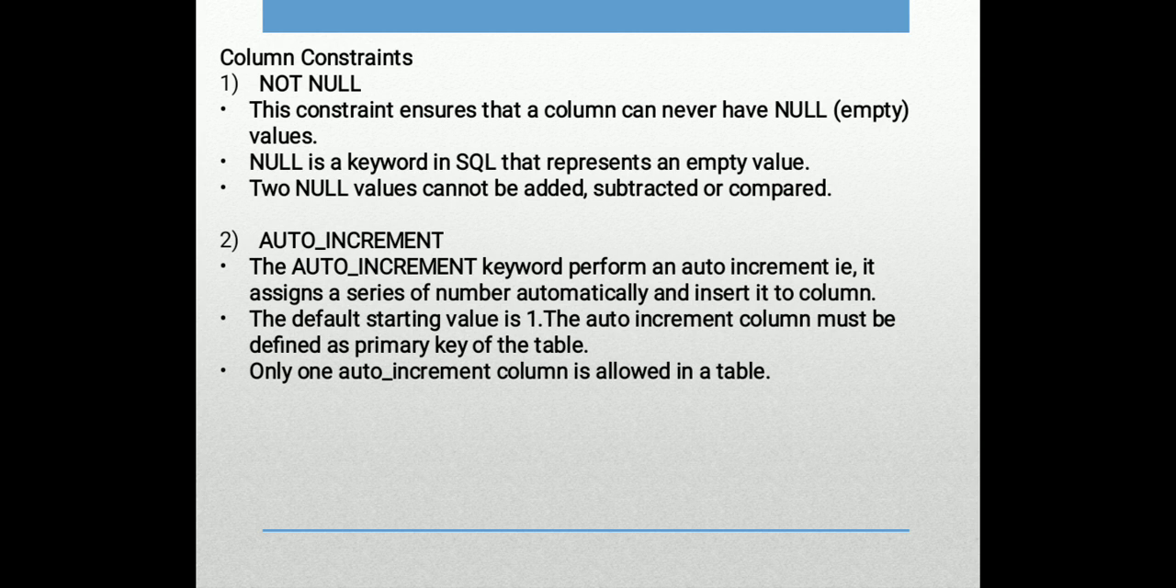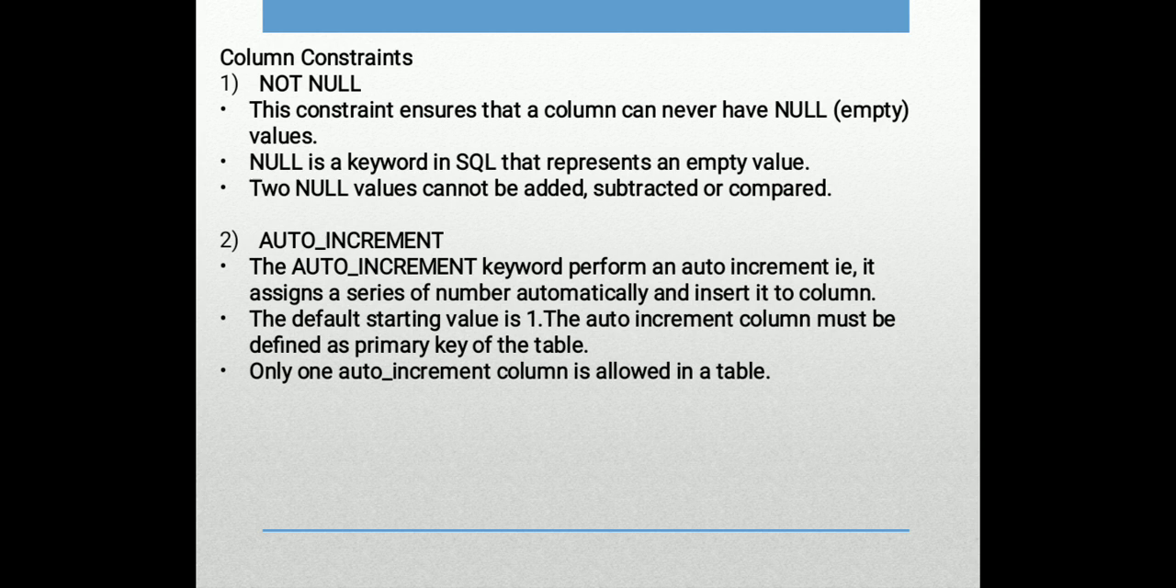If the default value is 1, we can also set the initial value to any other number. If the auto increment initial value is set to 5, then the next values are 6, 7, 8, and so on. Only one auto increment column is allowed in a table. We can't apply auto increment to more than one column in a table.